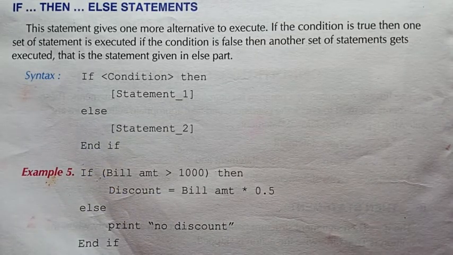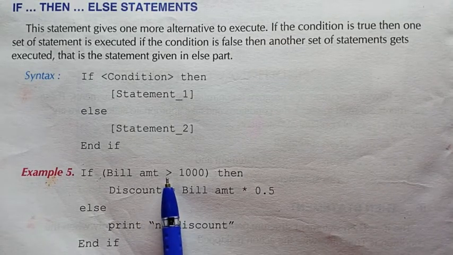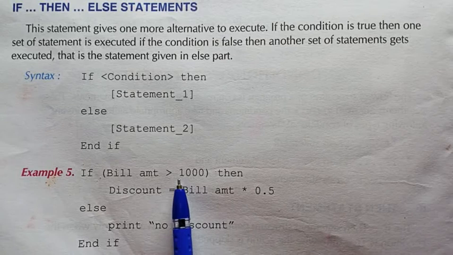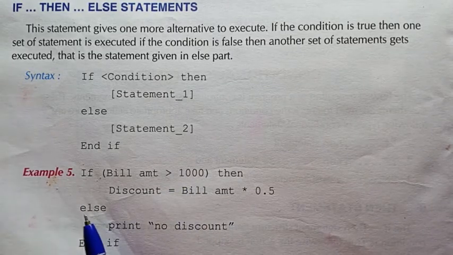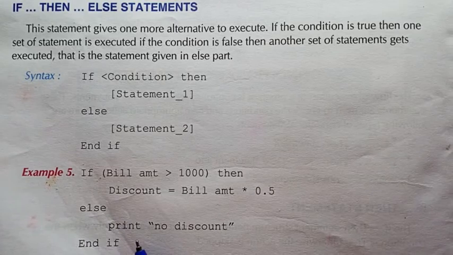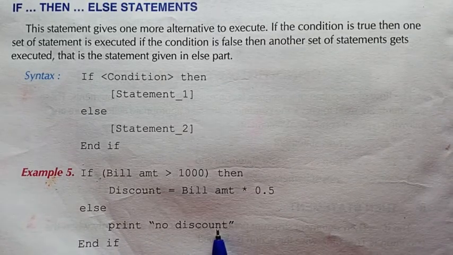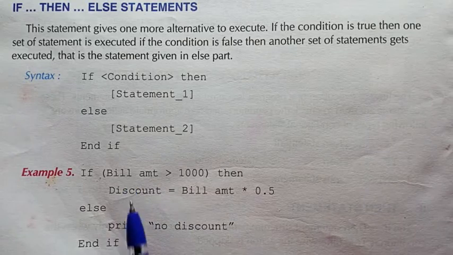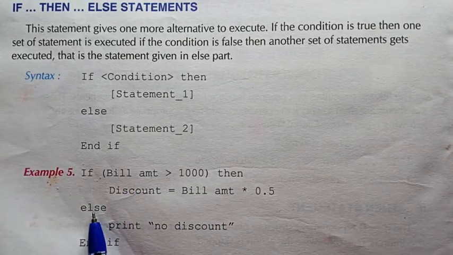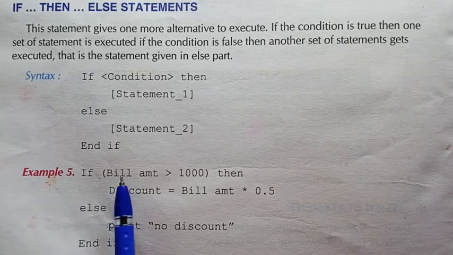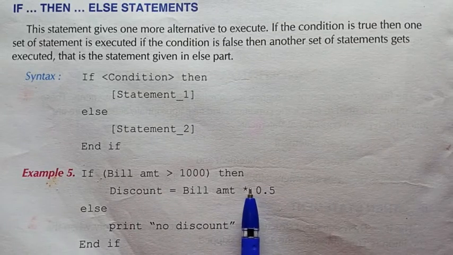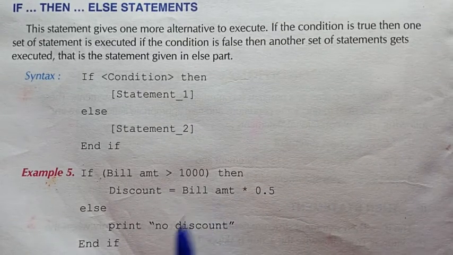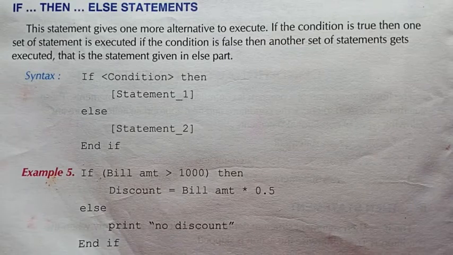Then the false one. It's not necessary that our amount will be above 1000. Our amount can be less than 1000 also. So in case the amount is less than 1000, then the else part will work. And in the else part, what we have written? Print no discount. So this is if then else. This will execute both. If the condition is true, the first set of statements will execute, and if the condition is false, the second set of statements will execute.